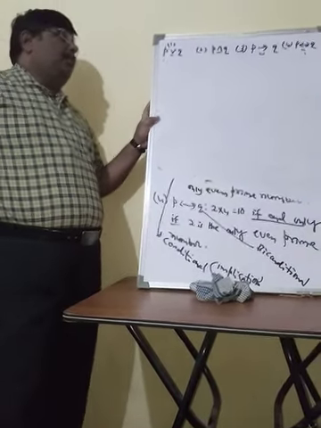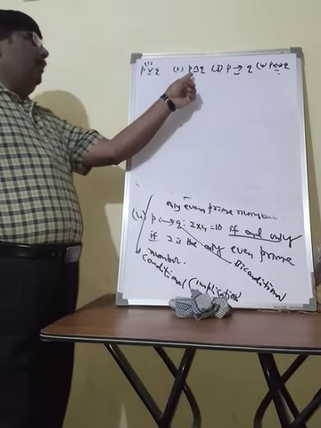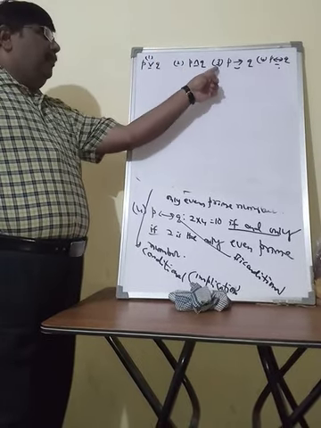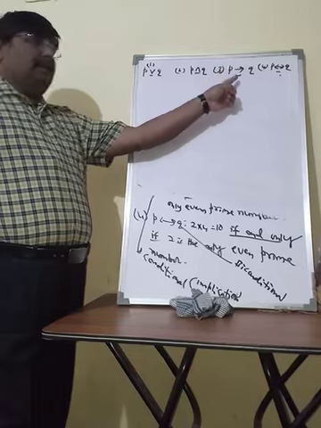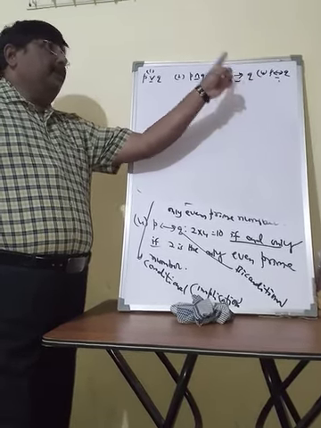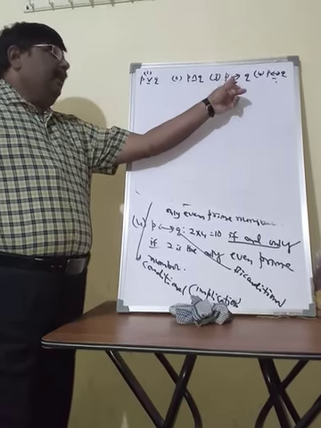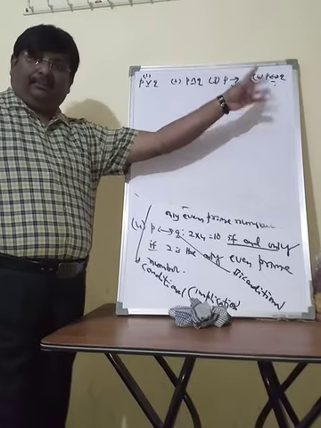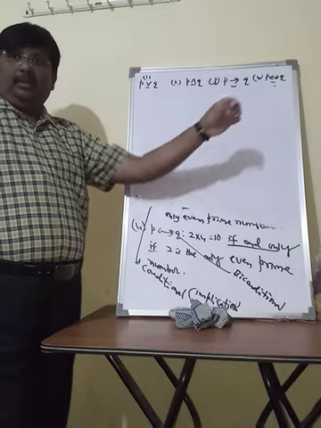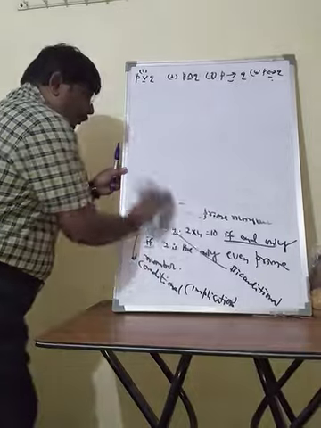A compound proposition formed by the connective or is called disjunction. One formed by the connective and is called conjunction. One formed by the connective if then is called conditional, and one formed by the connective if and only if is called biconditional. Conditional arrow is if then, double arrow is if and only if. Now let us see the truth tables.